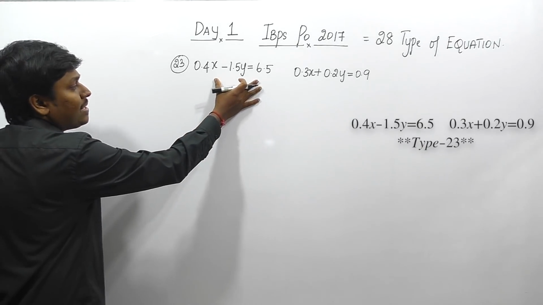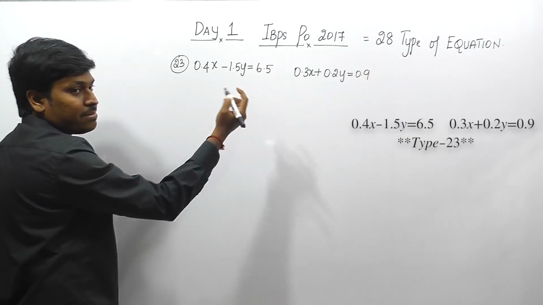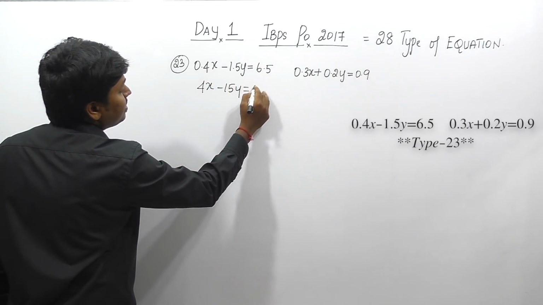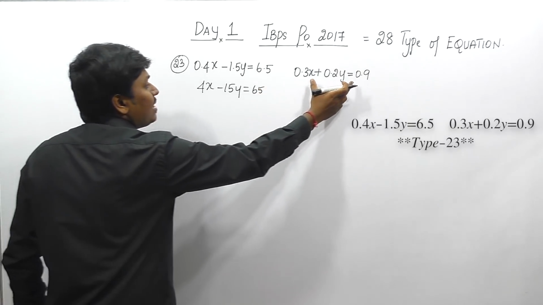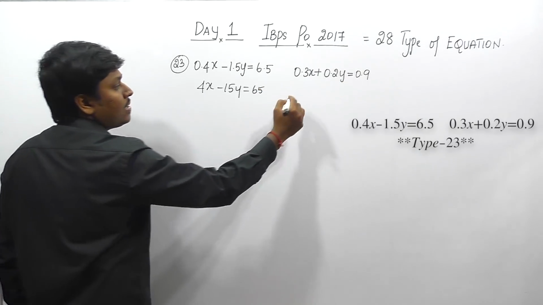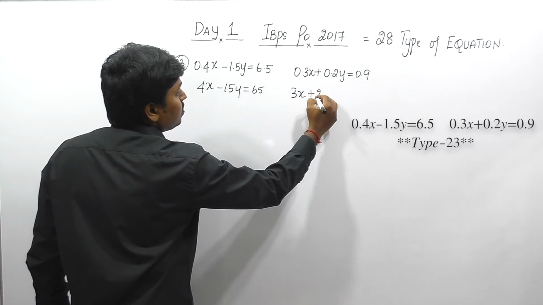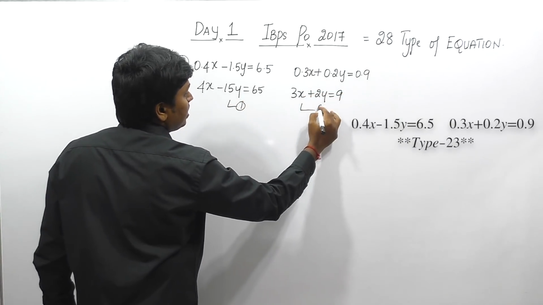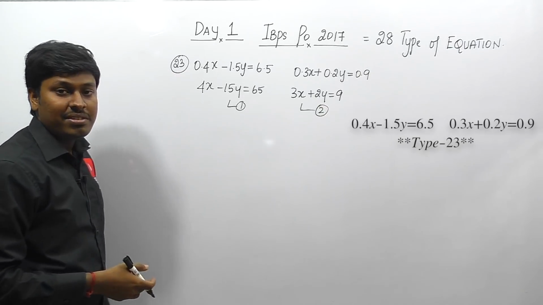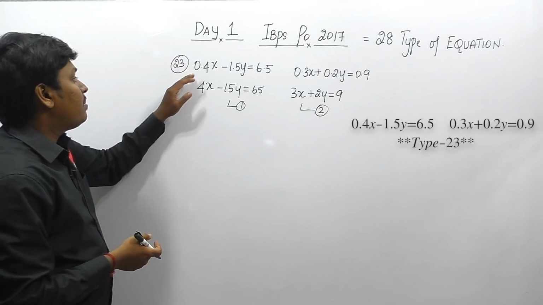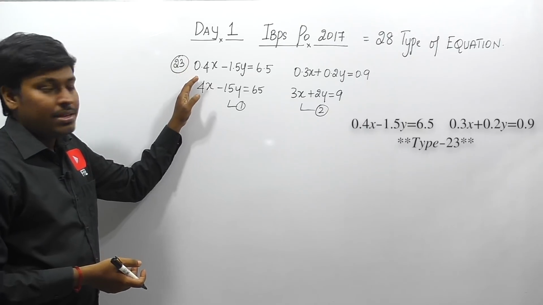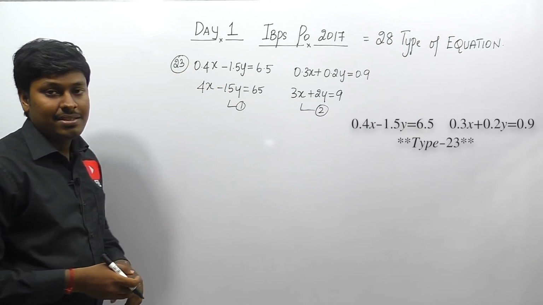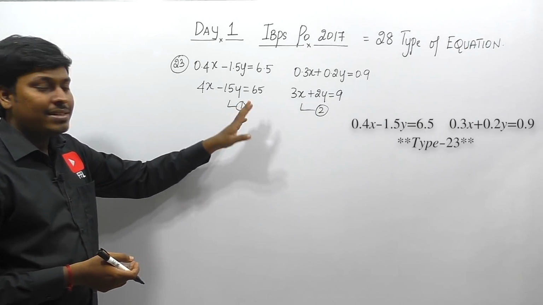Just multiply by 10. If you multiply the complete equation by 10, it becomes 4x minus 15y is equal to 65. Similarly, if you multiply equation number 2 by 10, this becomes 3x plus 2y is equal to 9. Assume this is equation number 1 and this is equation number 2. Now solving the equations becomes so simple, right? So don't keep the values as they are if they are in decimals. First of all, remove all the decimal values, then you can solve this question easily.